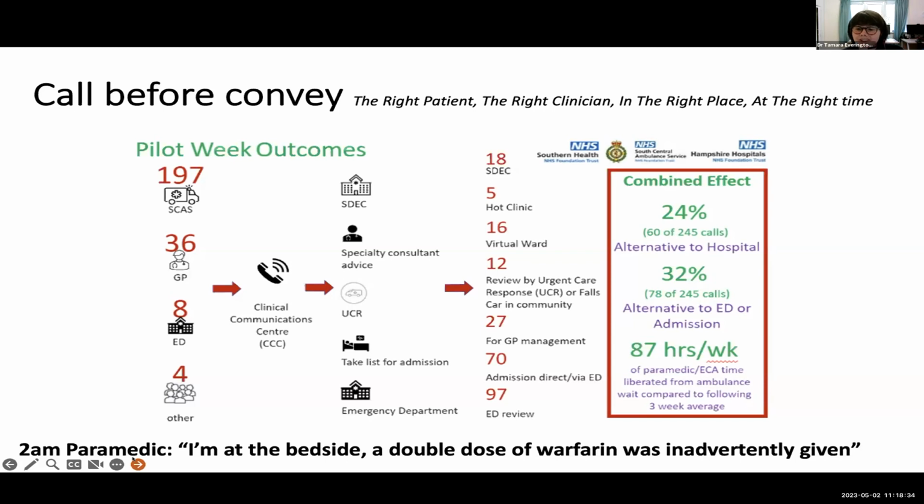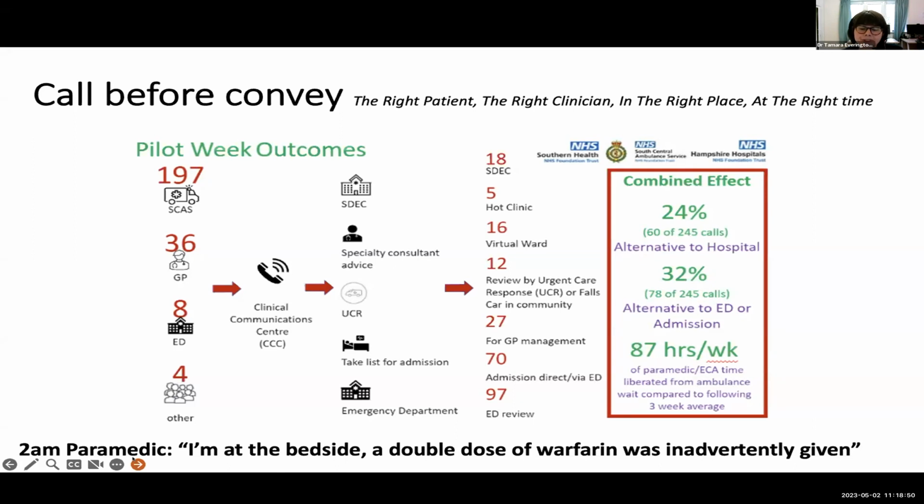I could say, "No, it's okay. Look, I can see his last INR was fine. Just leave him now. You can go, and I will pick this up with the anticoagulant service in the morning, and we'll deal with this. And just make sure he doesn't take any more warfarin until we've talked to them in the morning." So that's an example of a call.